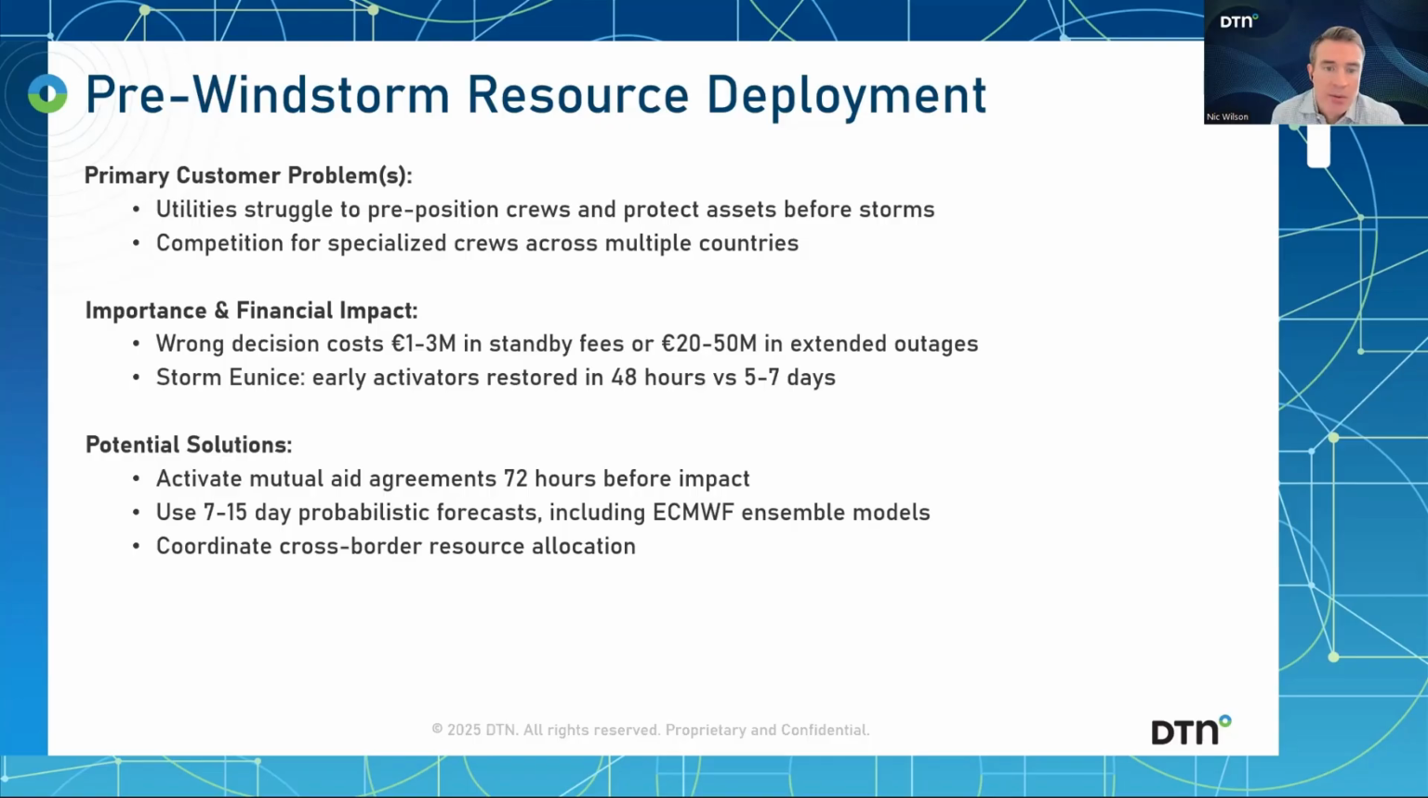Storm Eunice, back in February 2022: utilities that activated early restored power in 48 hours. Those that waited had extended outages up to 7 days. Notice what I didn't mention, though, which is regulatory penalties. Those don't exist in most European markets like they do in North America. So this is really about operational excellence and cost control. The utilities that do it better have intelligence 72 hours out, even having visibility out to 15 days in the future. Those are the teams that are going to get better, faster repairs in order to achieve customer satisfaction.